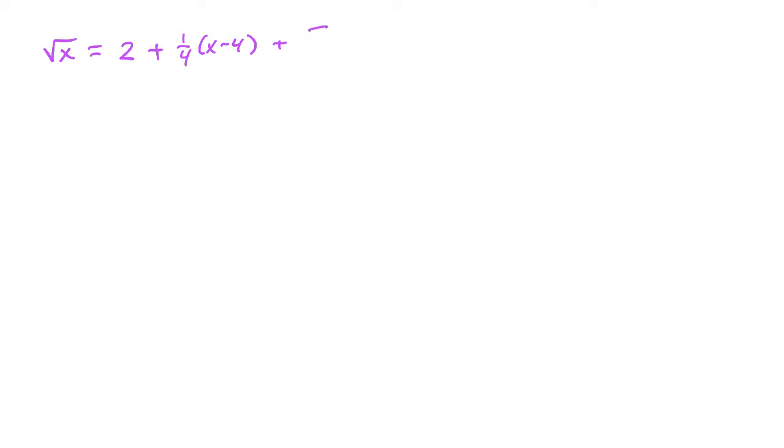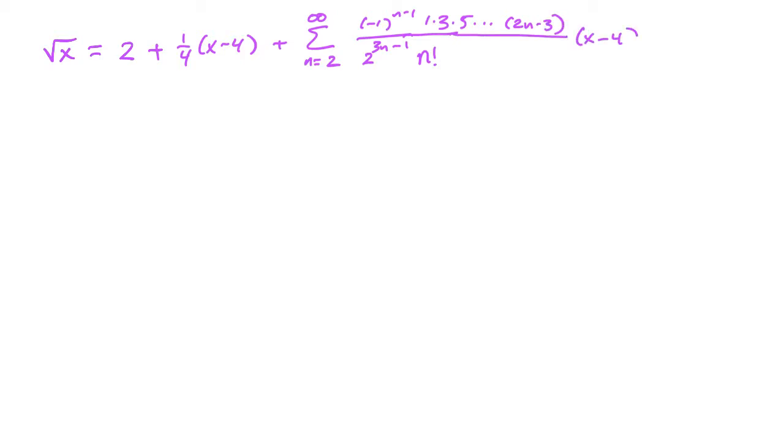And then for all of the other terms, we have our pattern n equal to 2 up to infinity of minus 1 to the n minus 1. We have a 2 to the 3n minus 1. We have our n factorial from our Taylor series expansion. And then we have x minus 4 raised to the n power. Oh, whoops, we forgot our terms. Our 1 times 3 times 5, all the way up to 2n minus 3. And then we have our x minus 4 to the n power. So this kind of shows what our full Taylor series expansion is going to look like.